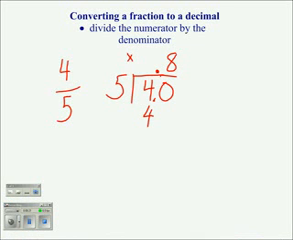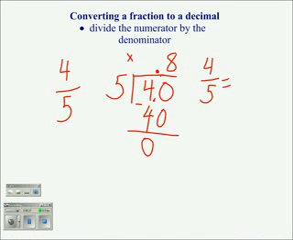8 times 5 is 40. When we do our subtraction, we get a remainder of 0. So our answer is 8/10. 4/5 is equal to 8/10. That's called a terminating decimal because our remainder is 0.